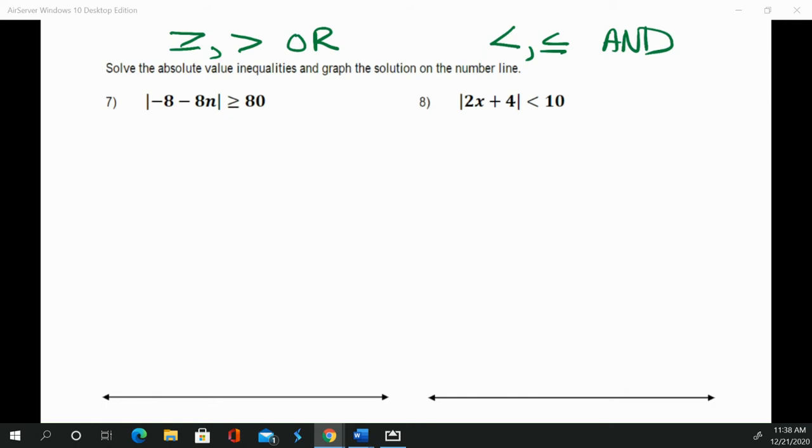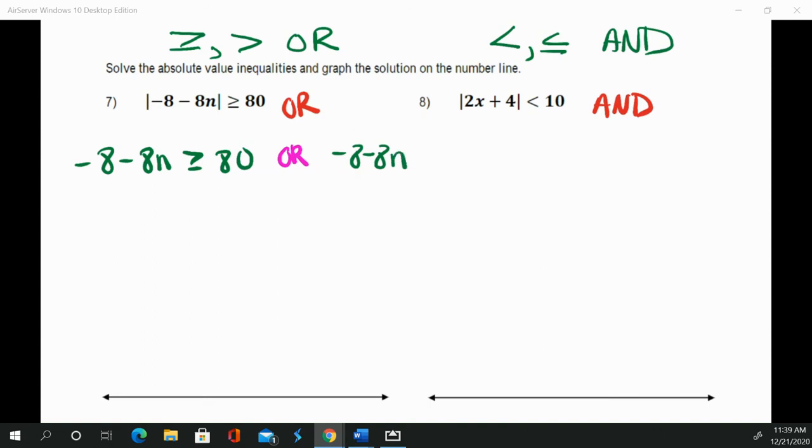So let's decide those first. 7, it's greater than or equal to, so it's going to be an OR. 8 is less than, so it's an AND. The second step to solving absolute value inequalities is to set up the compound inequality. So for the OR, we write the inequality as is, just without the absolute value. We want to include the word OR. And we want to flip the inequality symbol and make that value negative.